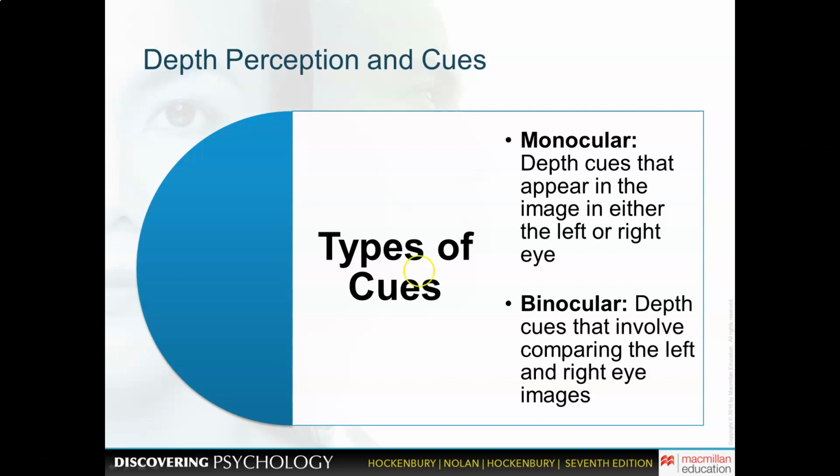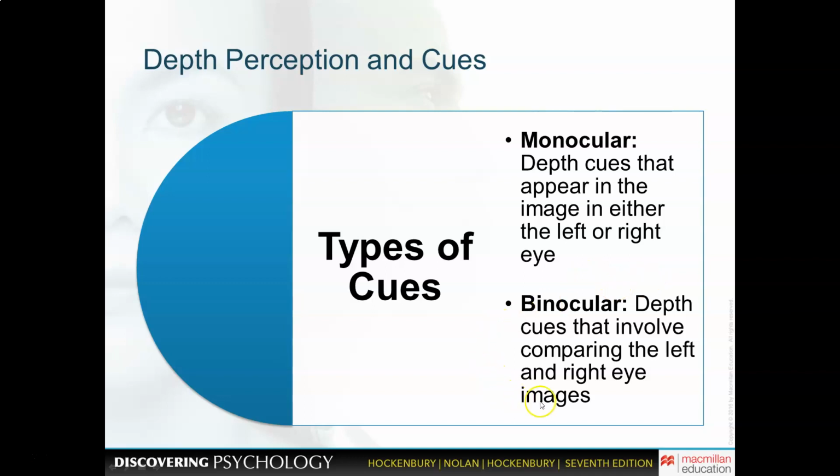So there's two types of visual cues. There's what's called monocular, and that basically just means one eye at a time. Mono meaning one, ocular meaning eye. And so monocular refers to the depth cues that appear in either the right or the left eye, one eye at a time.